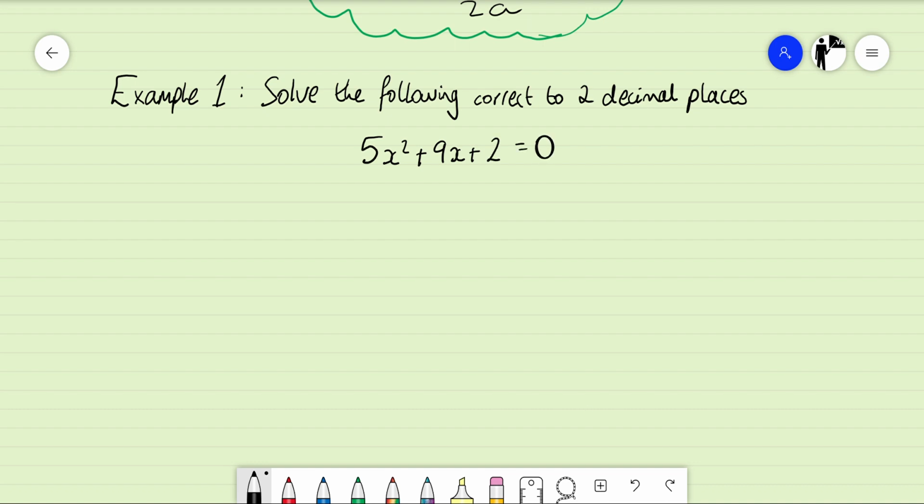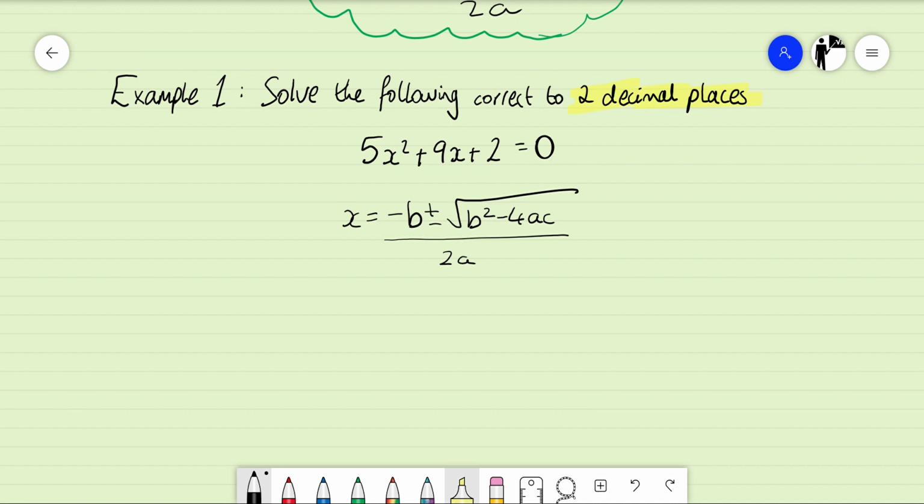Okay, let's imagine we wanted to solve this quadratic equation. We can't factorise this, we can't take out a common factor, use difference of squares or put it into 2 brackets. So in this instance we're going to need to use the quadratic formula. Another clue is if it asks you to solve an equation correct to some decimal places. That's also a clue that you're going to use the quadratic formula. Step 1 is you write down your formula, minus b plus or minus the square root of b squared minus 4ac, over 2a.